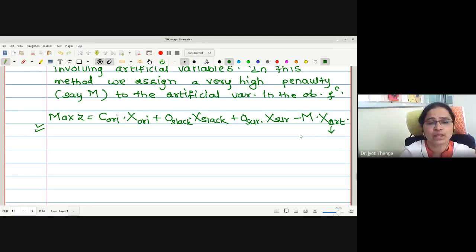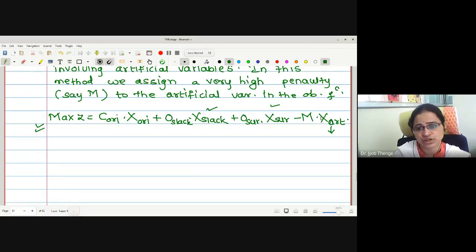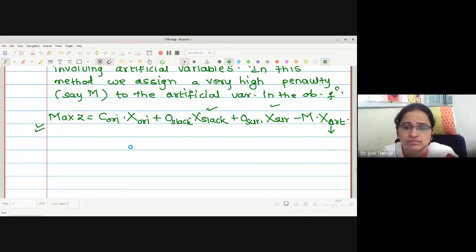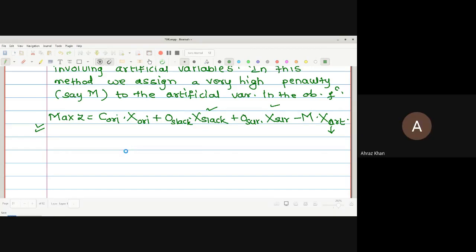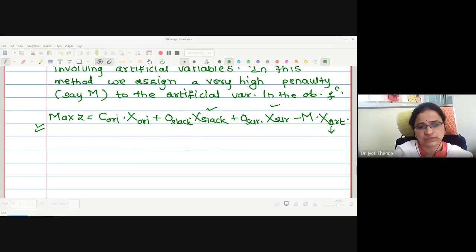Correct now? As there is no effect of slack and surplus in the objective function, similarly, there should not be any effect of the artificial variable in the objective function, though we have assigned the cost to be minus M. Is this point clear to everyone? Can I proceed? Yes, ma'am. Correct.